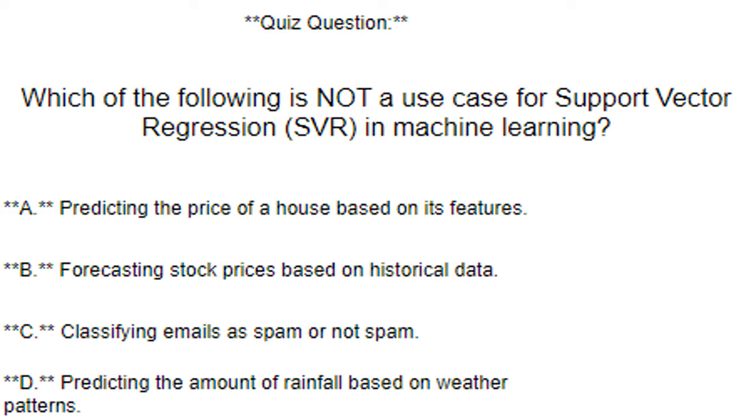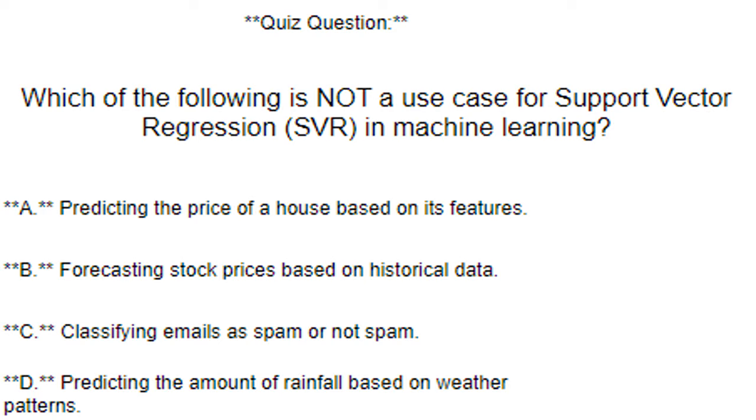False. Classifying emails into categories, spam or not spam, is a classification task. SVR is a regression algorithm, not designed for classification. We need a different type of algorithm like logistic regression or support vector machines (SVM) for classification. This makes it an unsuitable use case for SVR.